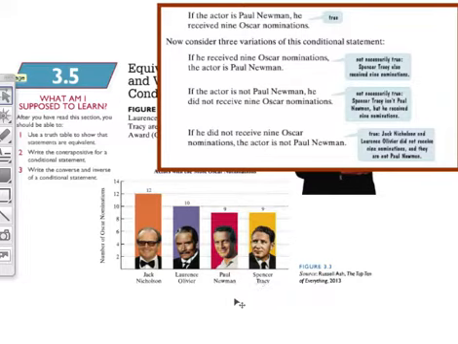Or how about this last statement? If he did not receive 9 Oscar nominations, the actor is not Paul Newman. Well, no, that does make sense. If he did not receive 9, it's either this gentleman here or Jack Nicholson, and they did not receive 9. So the given statement really only lines up with the last statement. And that's a little introductory idea.